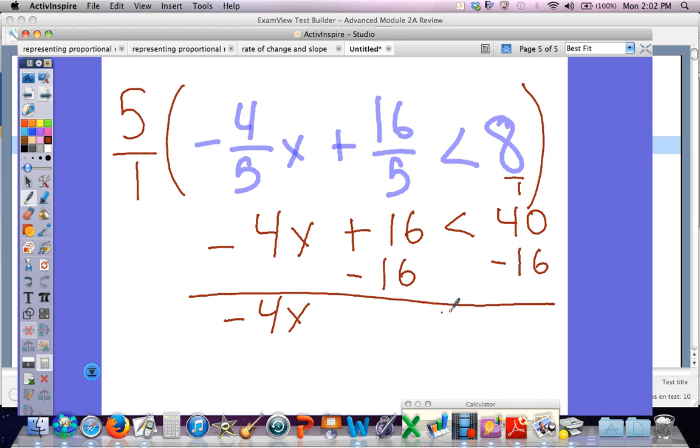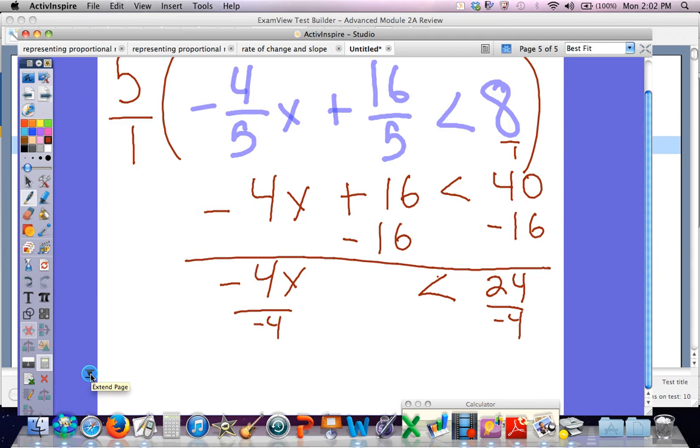40 minus 16 is not 34, it's 24. Now I'm going to divide by negative 4. What do I need to do when I divide by a negative? I need to flip the sign. So x is greater than negative 6.